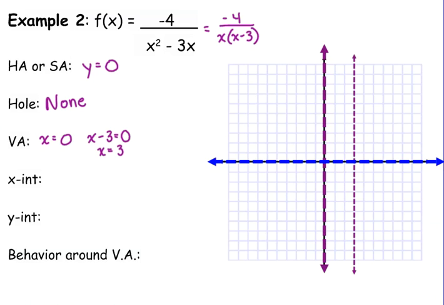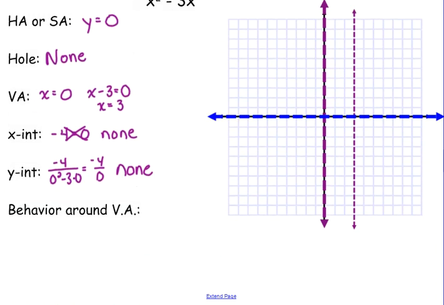Okay, x-intercept, we said the simplified numerator equal to 0. Well, our numerator is -4. -4 does not equal 0. We do not have an x-intercept. You don't have to have an x-intercept. Okay, y-intercept, we plug in 0 for x. Now, if we plug in 0 for x, we get -4 over 0, which is undefined, so we don't have a y-intercept either. The bigger reason why we don't have a y-intercept is because we have a vertical asymptote on the y-axis. You cannot touch or cross a vertical asymptote. So that completely eliminates our y-axis. So no y-intercept.